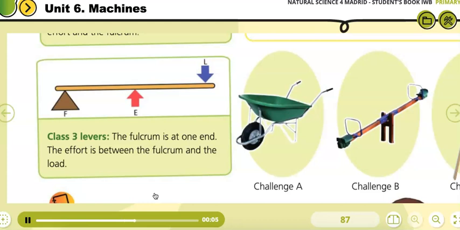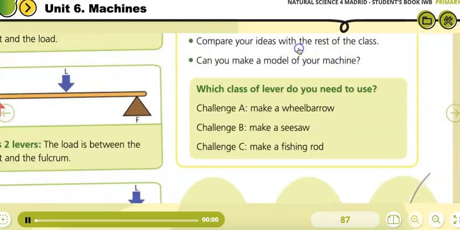Who can read that for me? The fulcrum is at the end. The effort is between the fulcrum and the load. Can you circle the fulcrum? Can you circle the effort? Good. Can you circle the load? Very good. So let's move over.